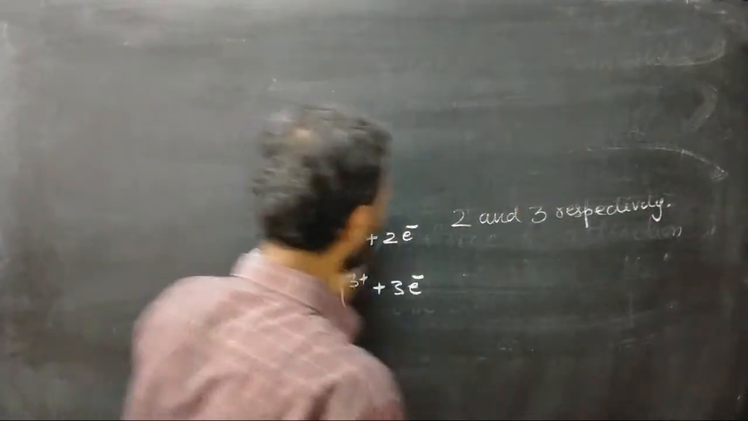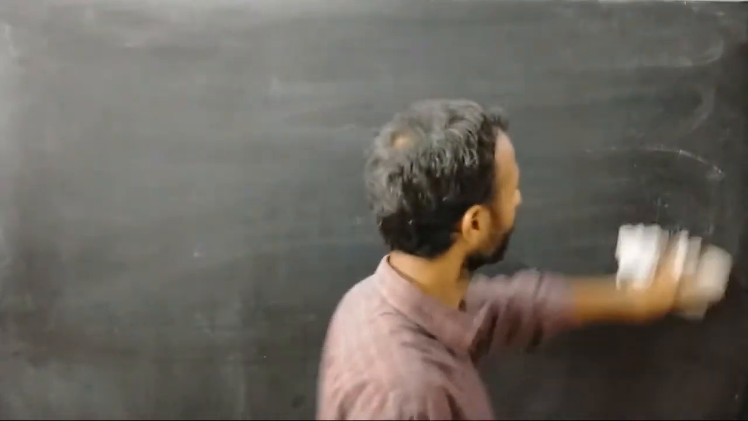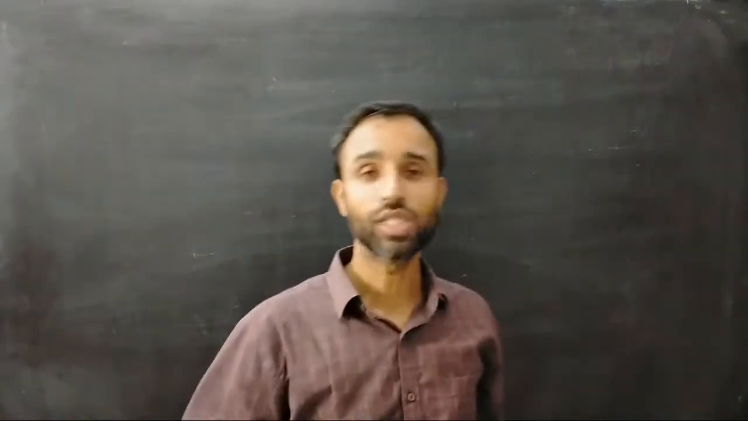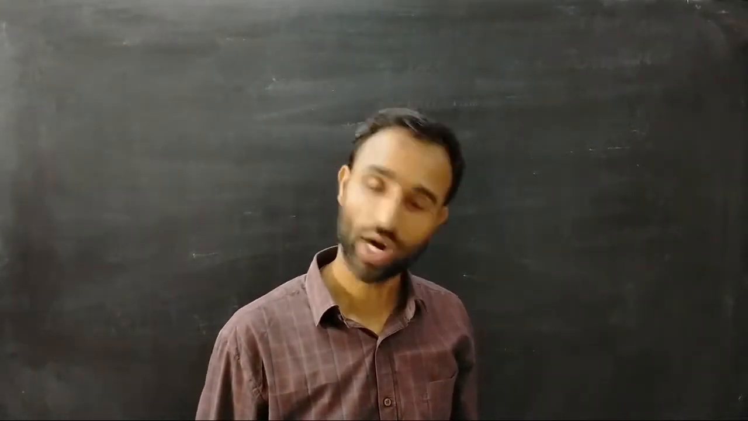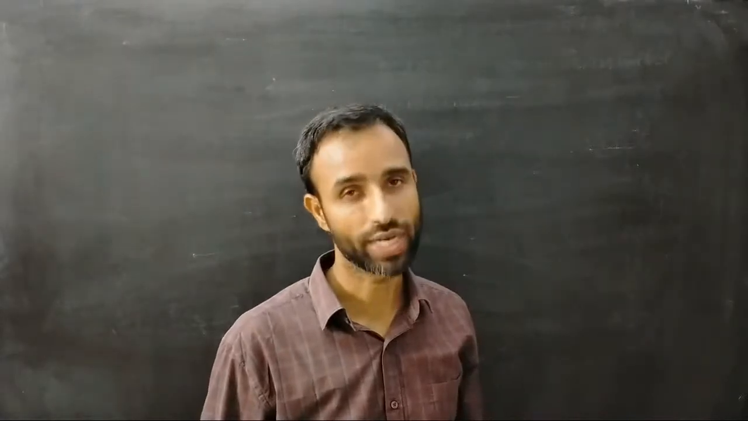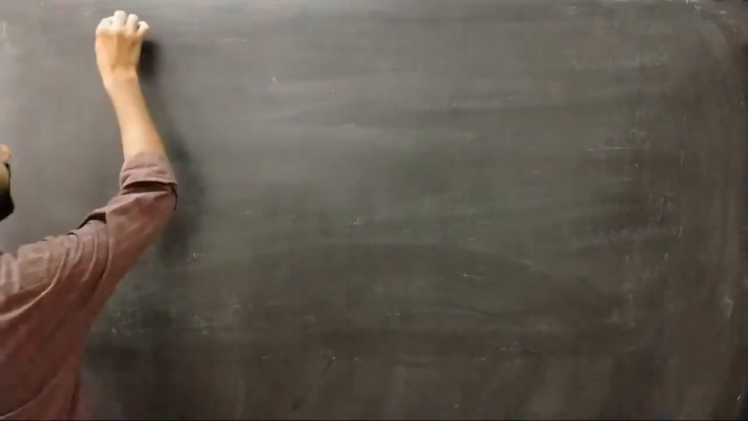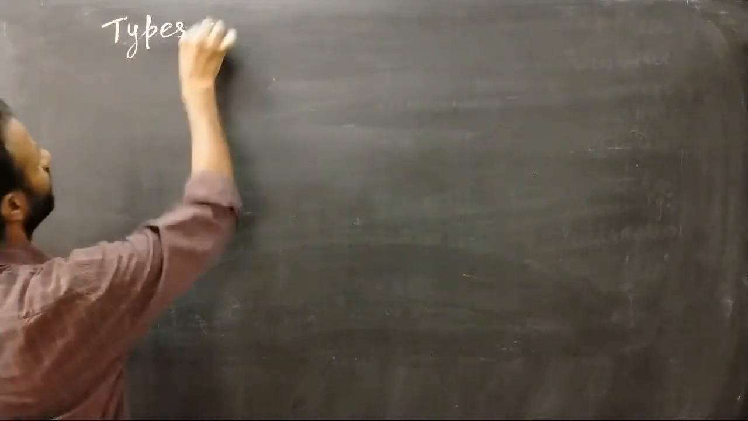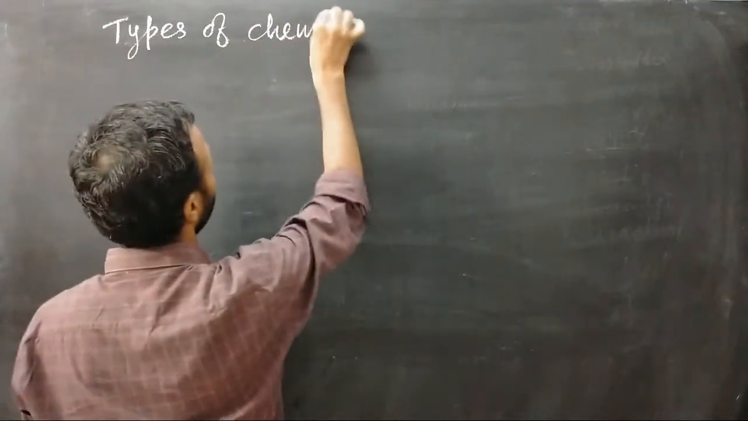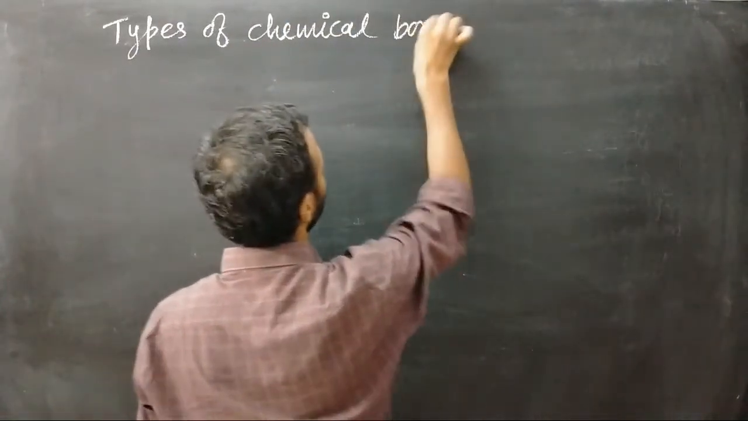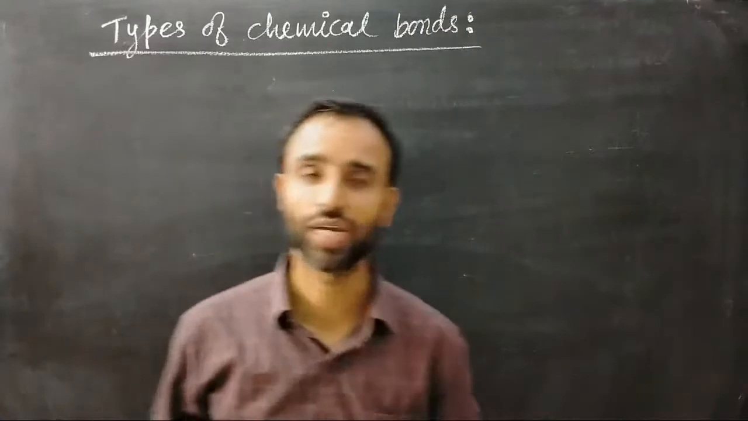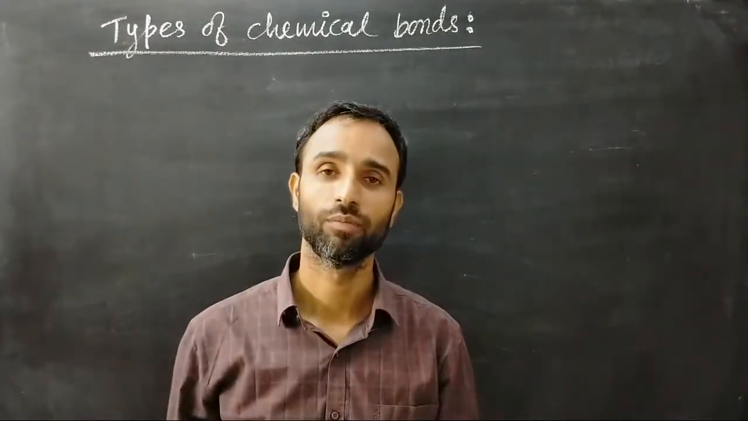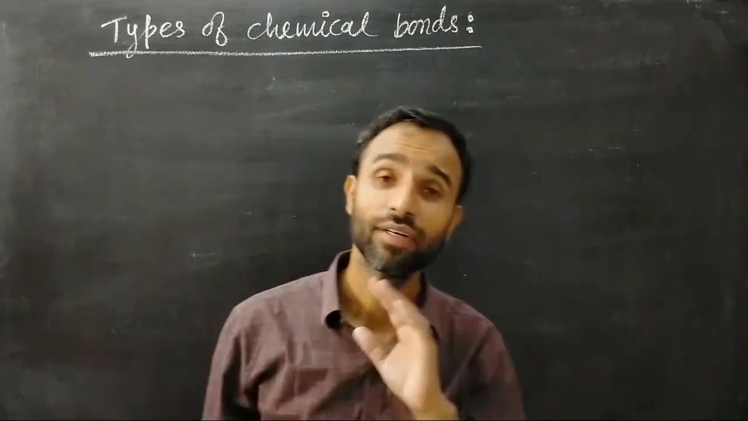Now, how many types of bonds are possible? So you know, there may be covalent bonds, there may be ionic bonds, there may be coordinate bonds. So let us discuss them. Okay, so modes of chemical bonding means types of chemical bonds. Types: as I said, covalent bond, coordinate bond and ionic bond.